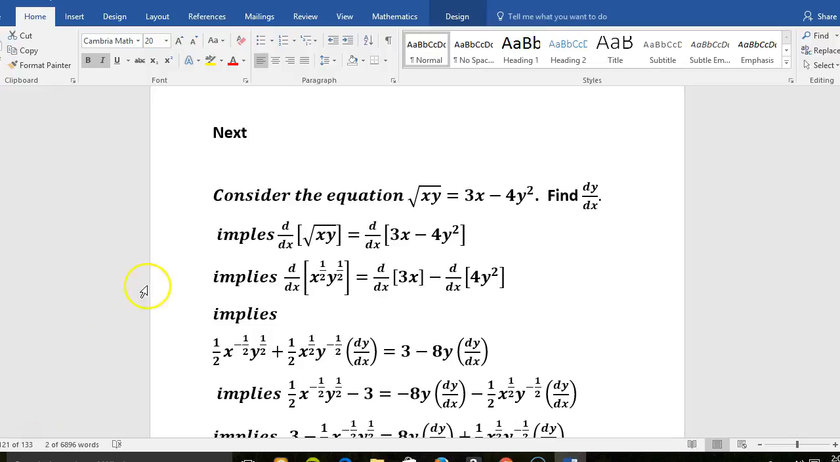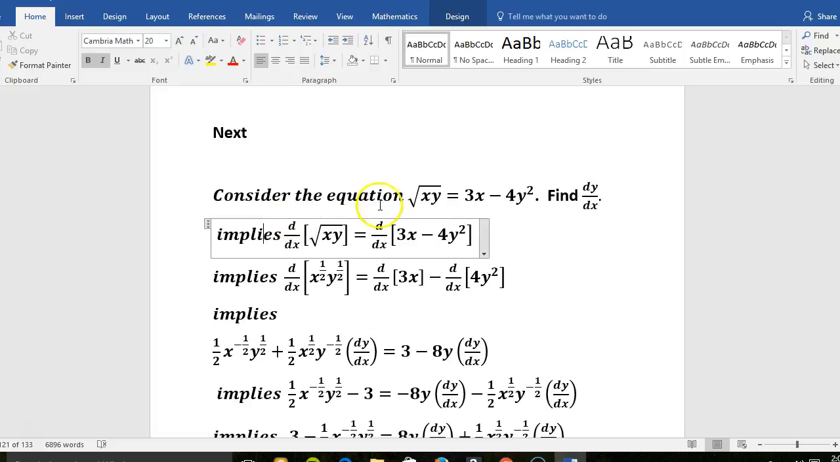Hello again. Let's look at this particular example of implicit differentiation, and we're going to use that to find dy by dx. So consider this equation right here: the square root of xy, everything inside, equals 3x minus 4y squared. So now let's get started.